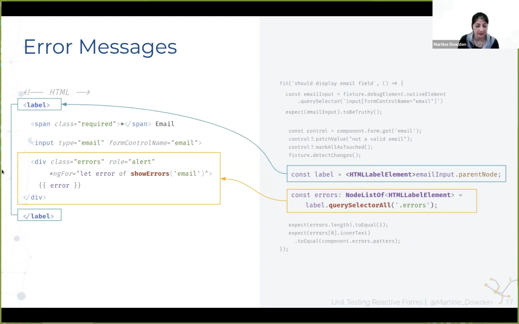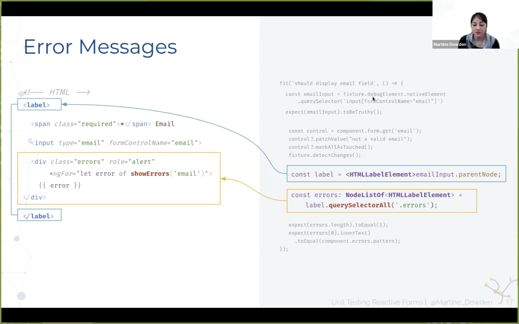Inside of the container, I can do a query selector all of errors because I want to find all of the divs, because this is an ngFor, right? It has a repeater. So if we have two errors, say it's not only not a valid email address, but more than 25 characters long, I would have more than one error, right? I have one for the fact that the pattern is incorrect, and one for the fact that the max length is invalid. So I'm going to use query selector all.